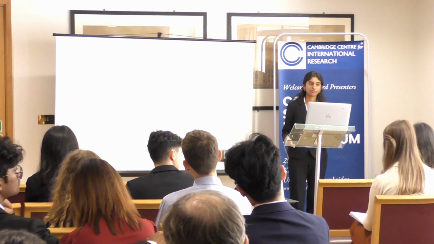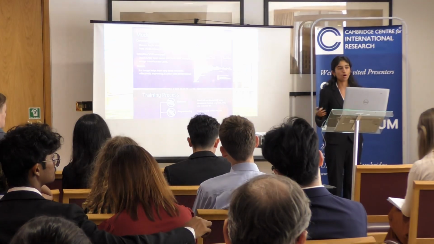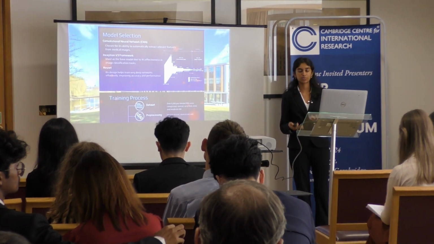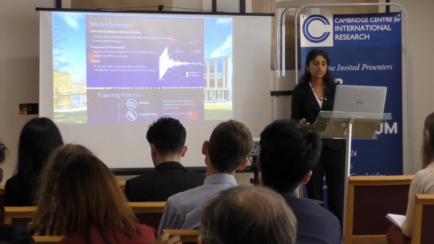So starting with my model, first thing is model selection. Like I said before, I'm using a convolutional neural network, and this was chosen for its ability to automatically extract relevant features from medical images. It's very good for image processing, which is the exact task my model aims to do. And at this moment, there's a lot of research being done in CNNs. They're very popular, so there are a lot of data sets and bases to go off of when progressing my model.